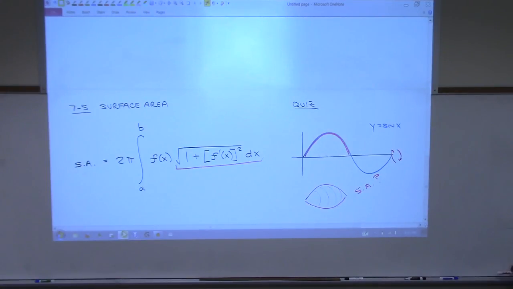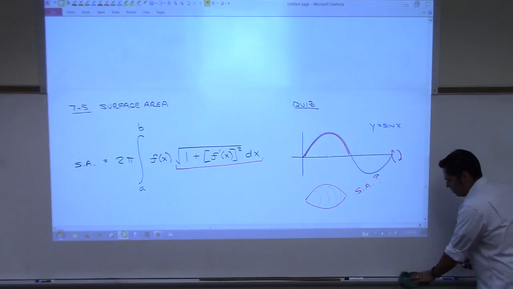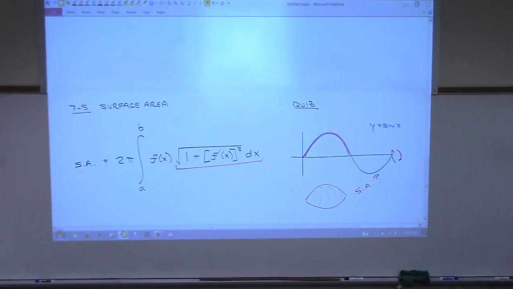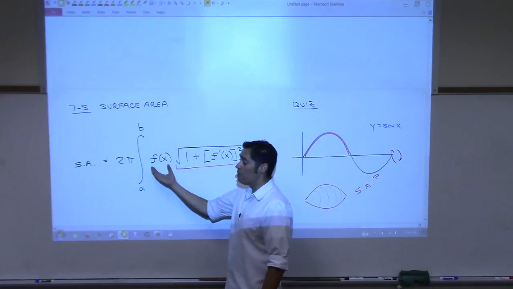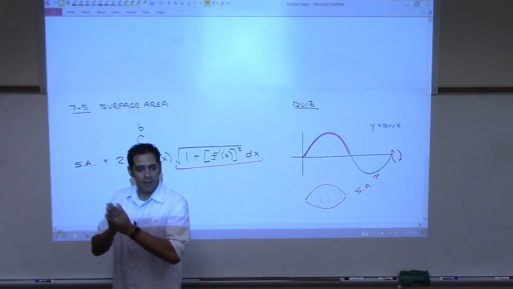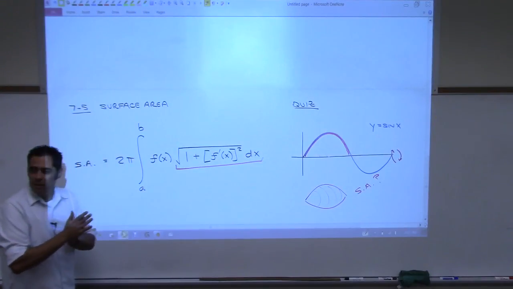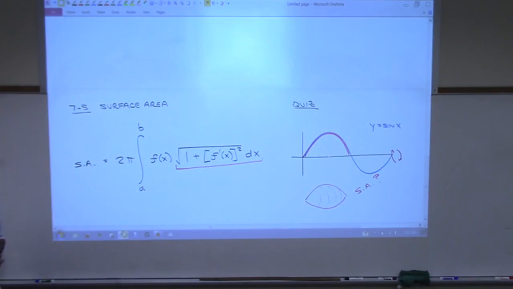What are you going to need in order to do this? What are you going to need to do? Take the derivative, square it, right? Plug it in here, put the original function out here, and then start cooking up your methods of integration and see if you can figure out how to integrate it.